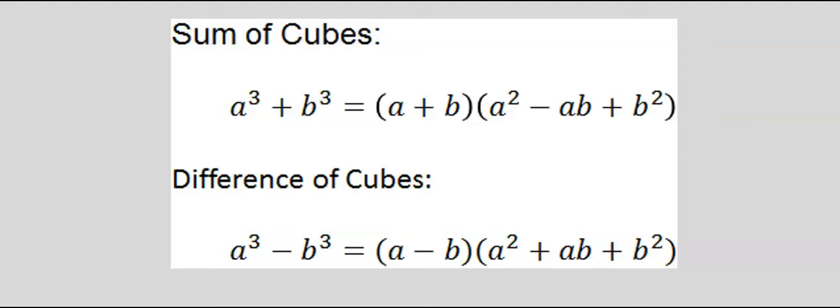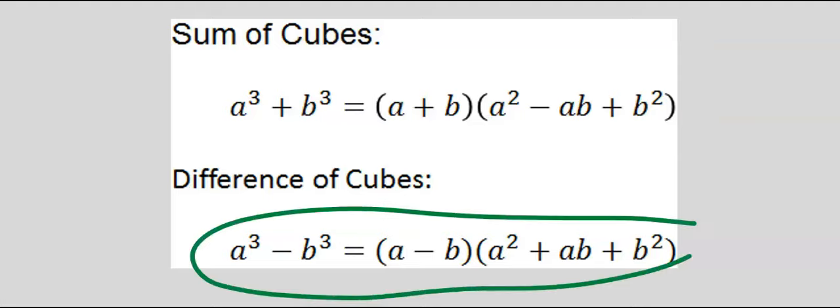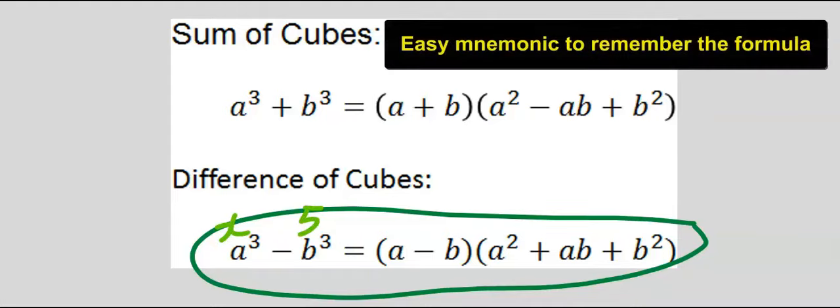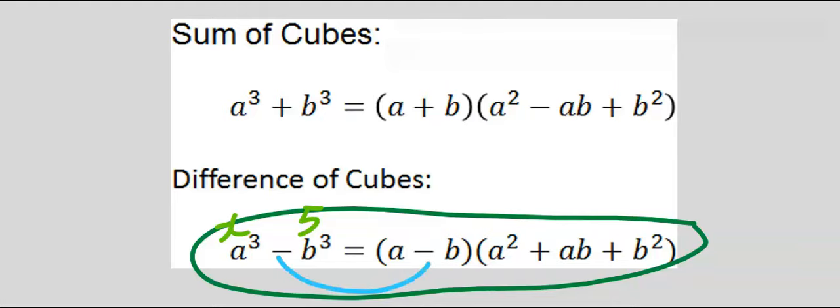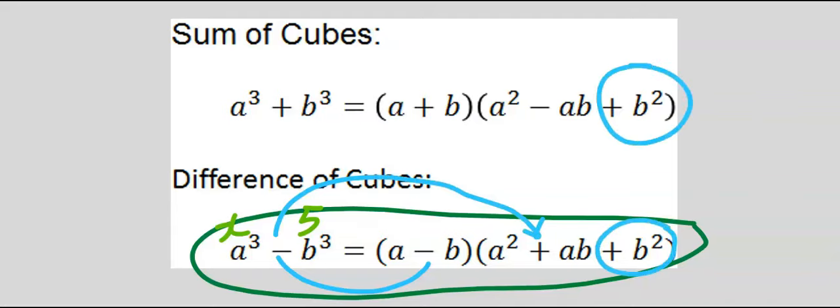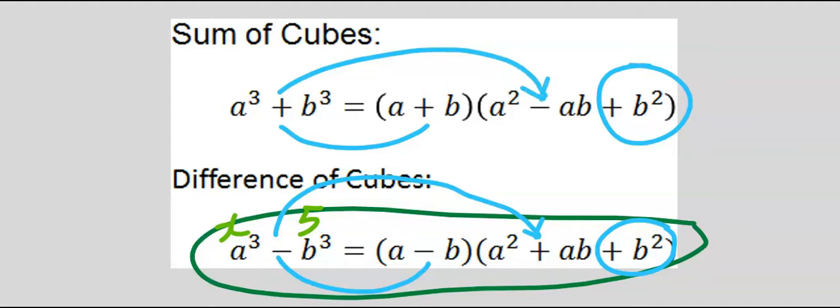To solve this problem, we are going to apply difference of cubes. Here, a is our x and 5 is our b. And to remember this formula, if here is a minus, here is going to be a minus. And if here is going to be a minus, the next one after the a square must be a plus. And the last one is always plus. That is, if here is a plus, here is going to be a plus. And if here is a plus, the next one is going to be a minus. Always try to remember this.